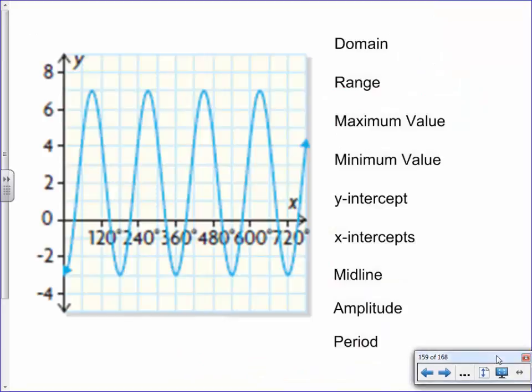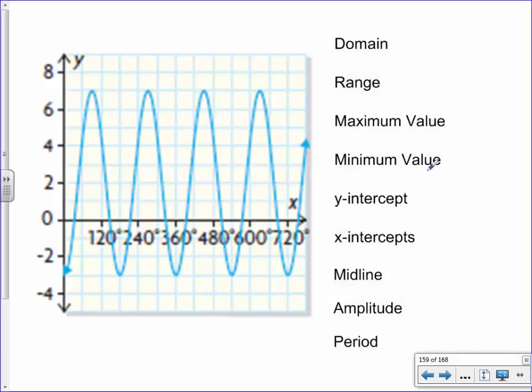Okay, let's try another one. Domain. Even though this graph only shows that it goes from 0 up until about 720, this graph does keep going for forever, right?